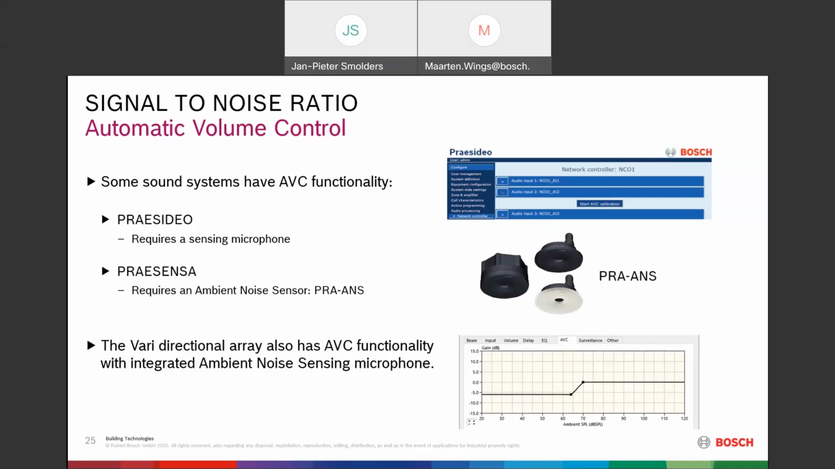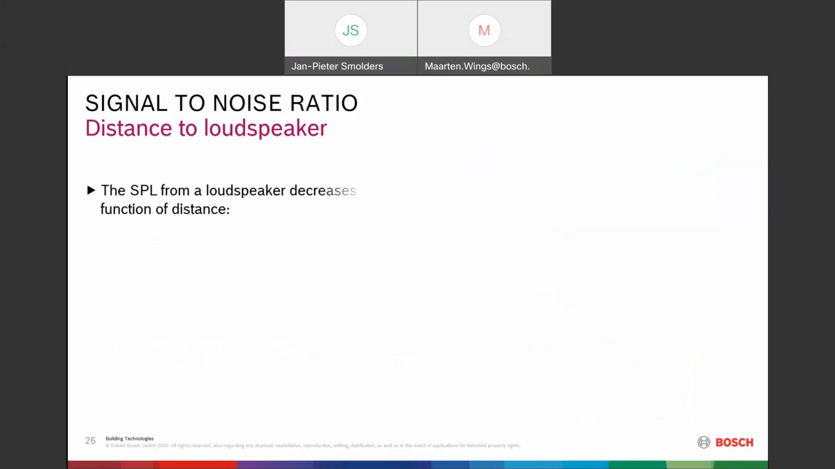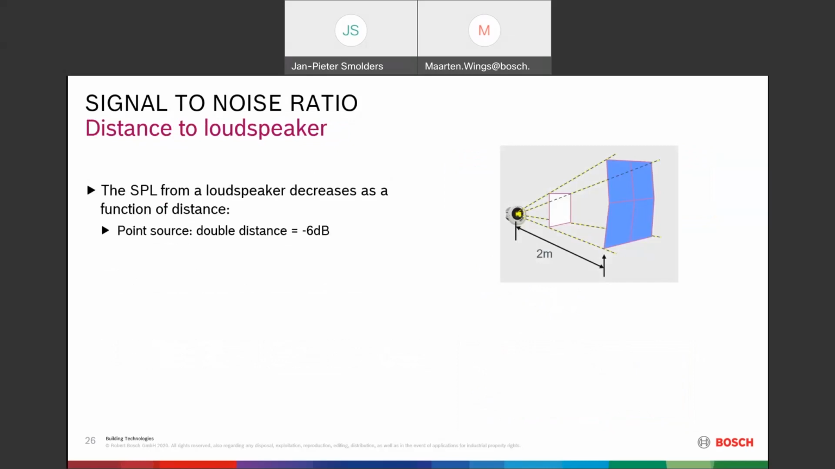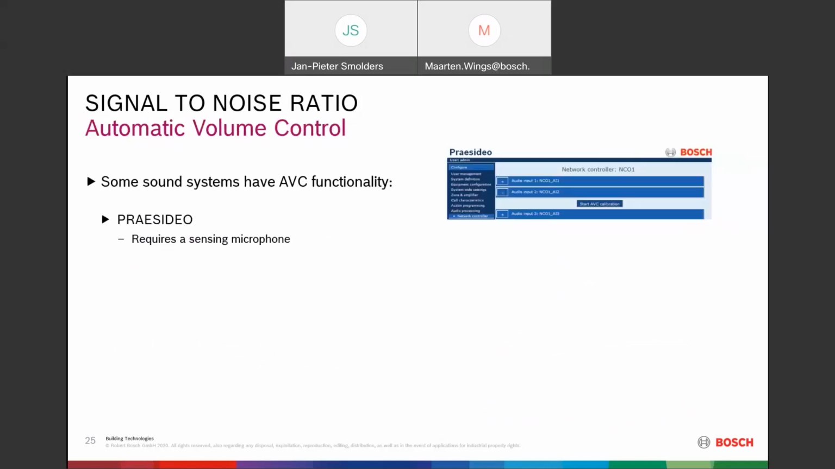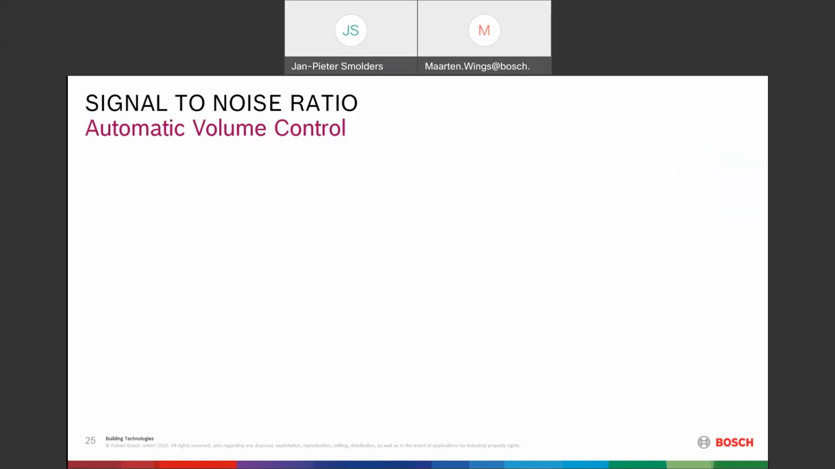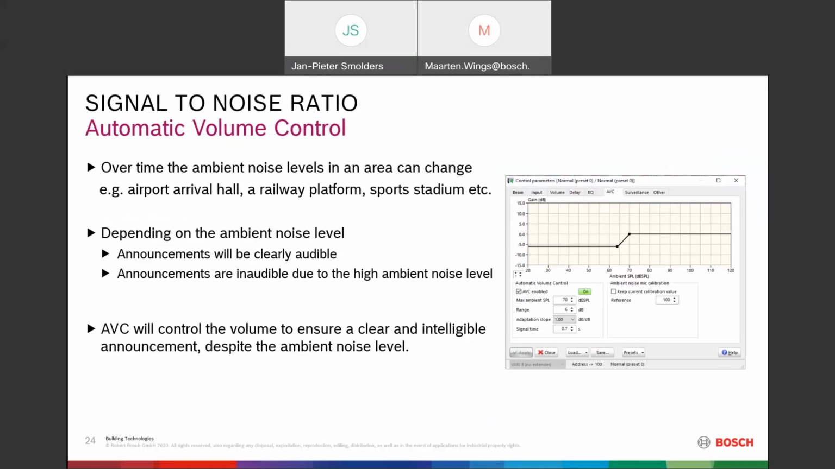Are there also other parameters which you can set in the ANS sensor? Yeah, there are different parameters you can set. I think it's also the time. Maybe here I have the picture of the Vari. Let me see, no, the one before. Here.